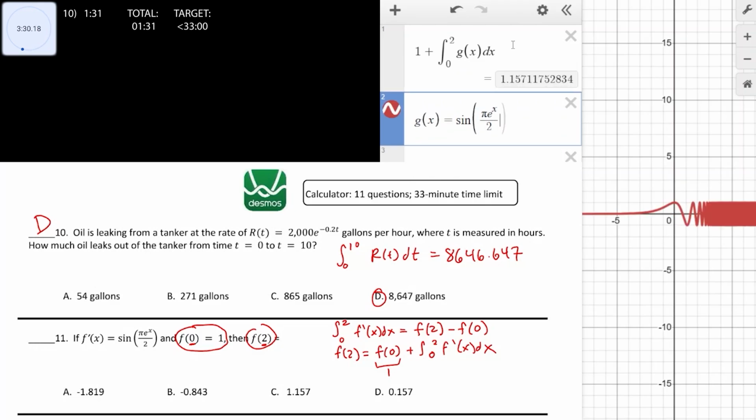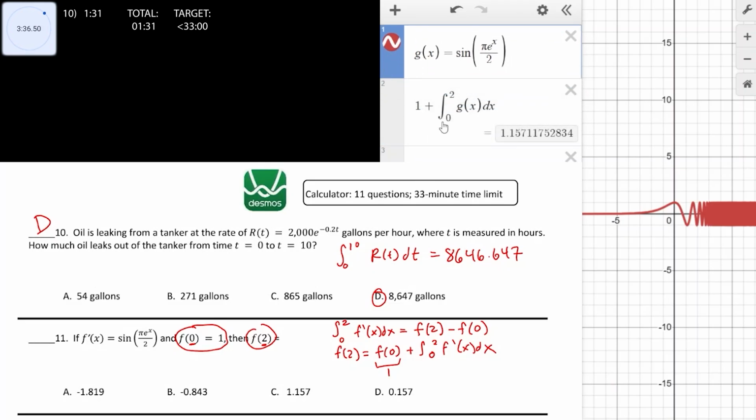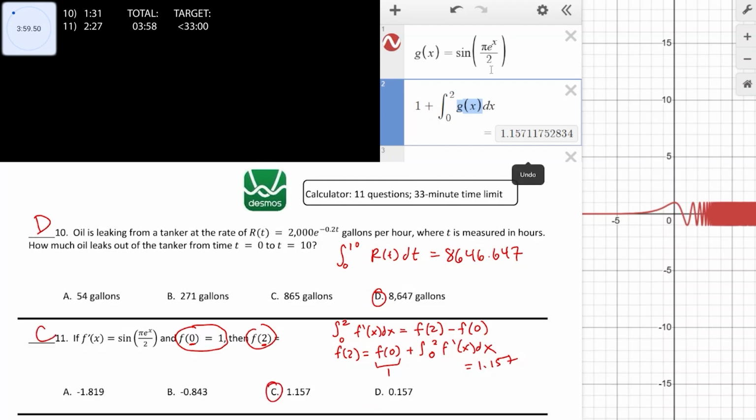Everything else should be pretty straightforward here. So there's our function, and we want 1 plus the integral of 0 to 2 of this function. If you're not comfortable with calling this g of x, again, just like with the last problem, you can just throw in this sine of pi times e to the x over 2 in here instead of calling it g of x. But either way, we get our answer here, which is about 1.157. We can see that that is answer choice, oh, not D, almost circled D there, C.